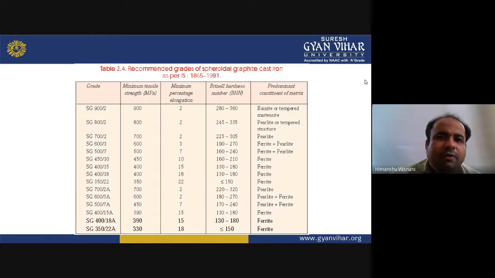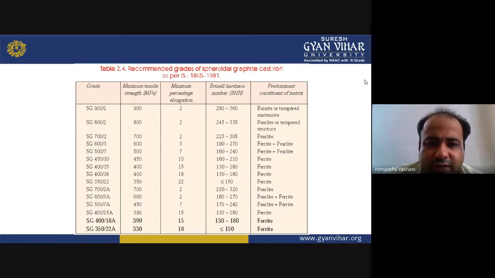So with various minimum tensile strengths and percentage elongations, you have different grades like SG 600/3, SG 500/7, then 450/10, then SG 400/15. You can see the constituent of the matrix is ferrite. Ferrite exists in most of the grades, and you can easily see that pearlite is also there for many of the grades.